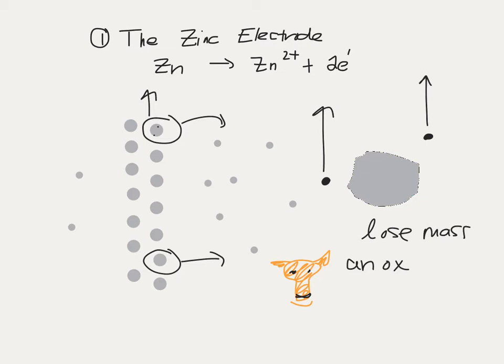Okay, so we would call the zinc electrode the anode. This is where the oxidation is occurring and where the electrode is losing mass. You need to remember all of those pieces.